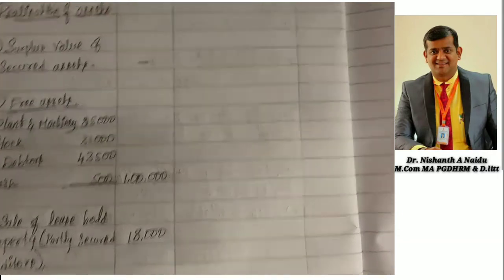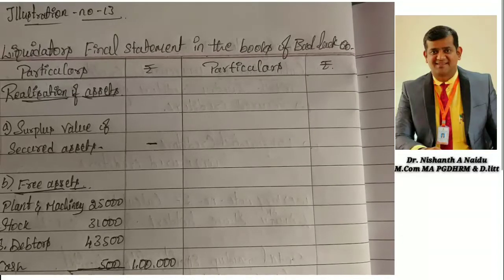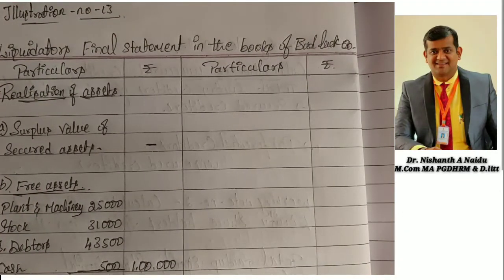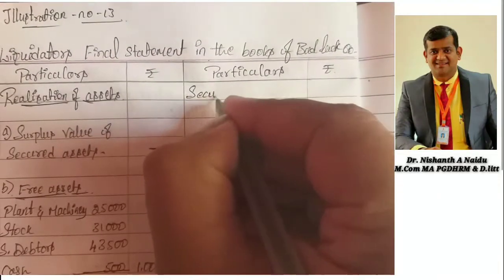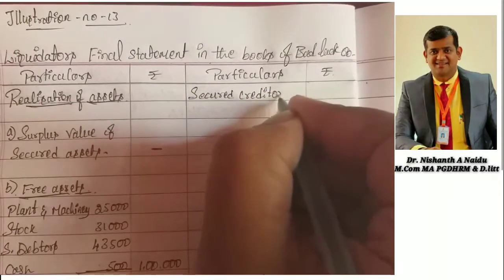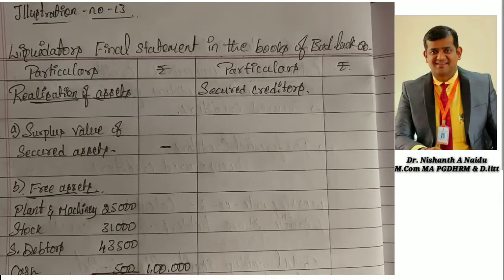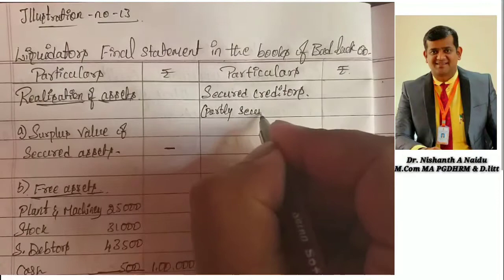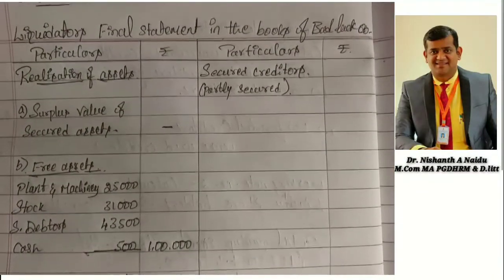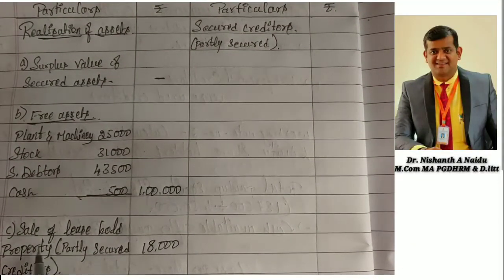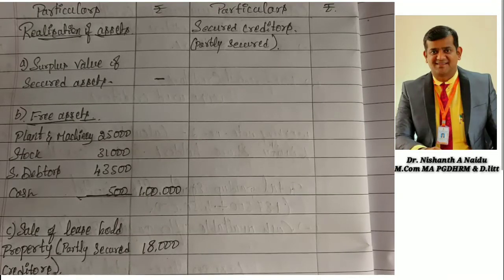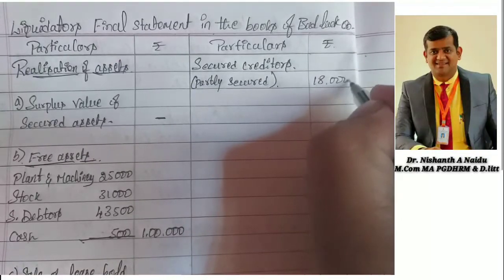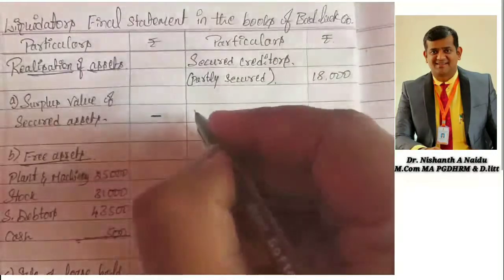Okay. So now we are moving further to settle the payments. First we are going to write secured creditors. So we have to settle secured creditors. How much? Partly secured creditors they have given, right? So which money are we utilizing to settle this? To settle, we are using the leasehold property for partly secured creditors. So how much? 18,000 rupees. So write that 18,000 without any doubt. Clear? Fine.